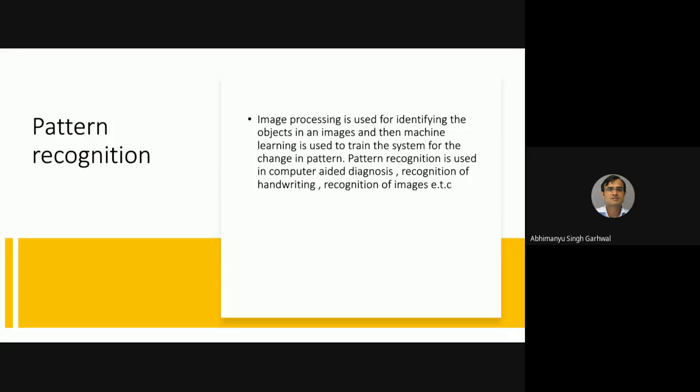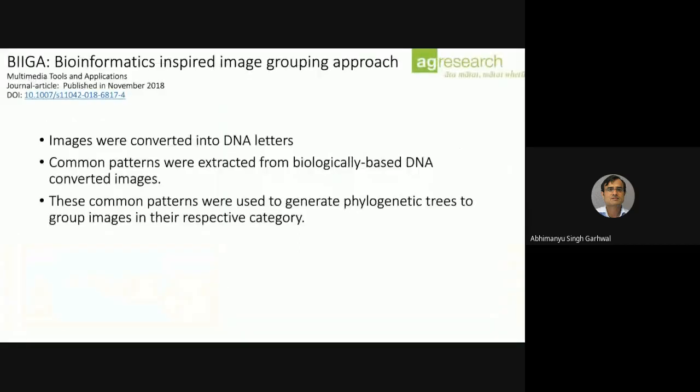So I did some work on this pattern recognition system. This is my PhD work, where I converted images into DNA letters like adenine, thymine, guanine, cytosine. And then from that DNA encoded images, I extracted common patterns. And those common patterns are used to generate phylogenetic trees to group images in their respective categories. For extracting patterns, I used sequence alignment algorithms, which are bioinformatics algorithms.